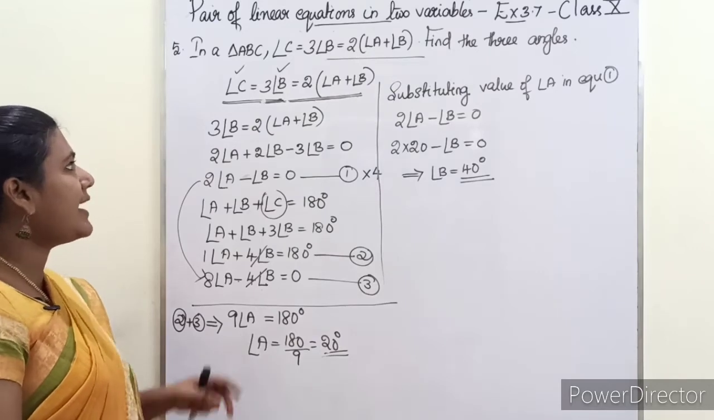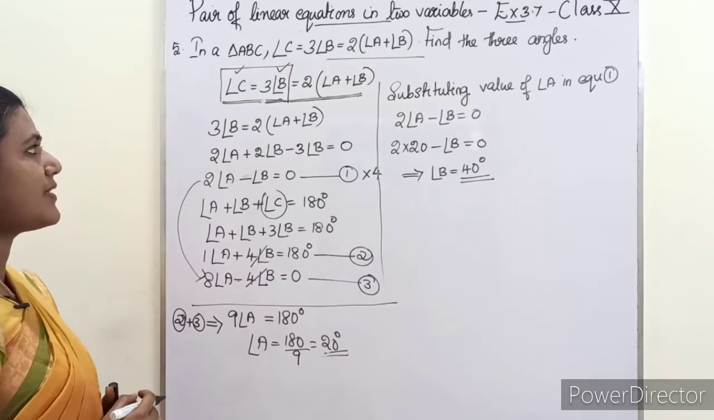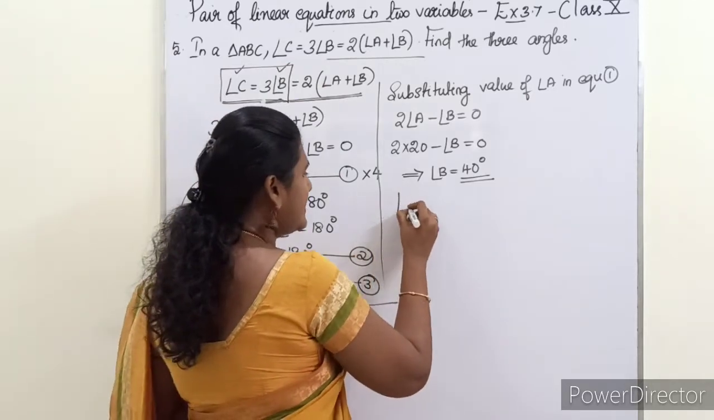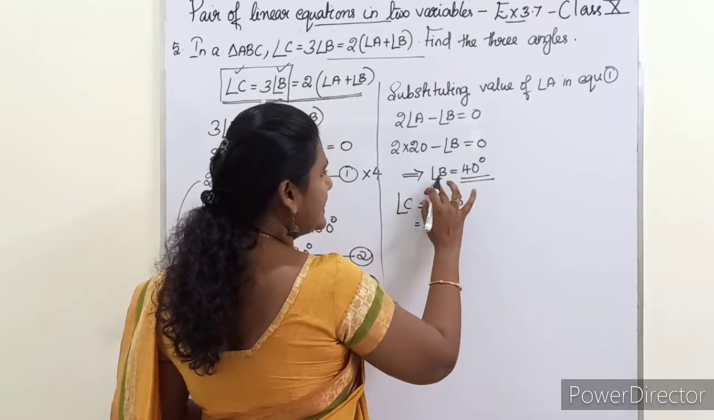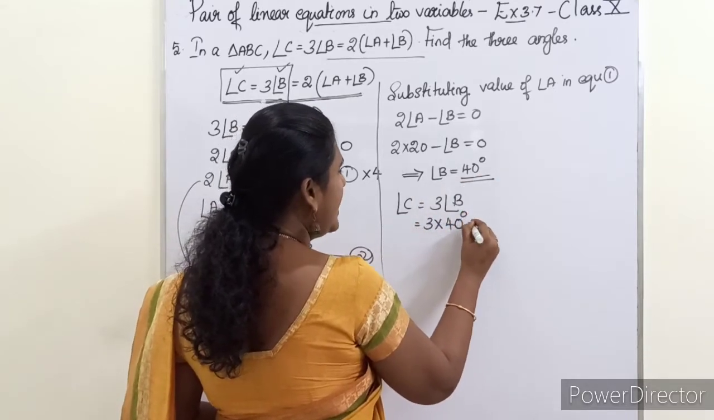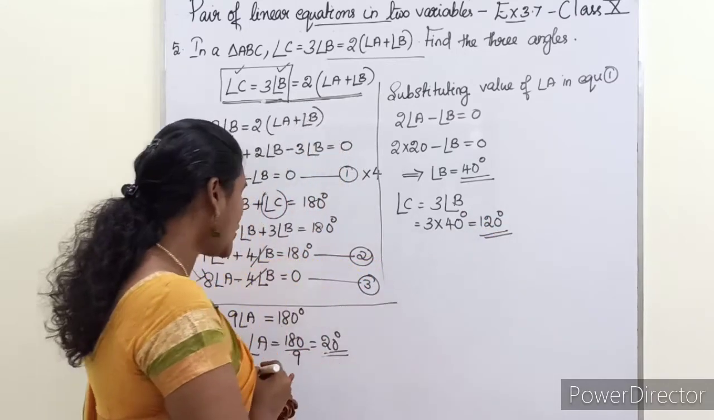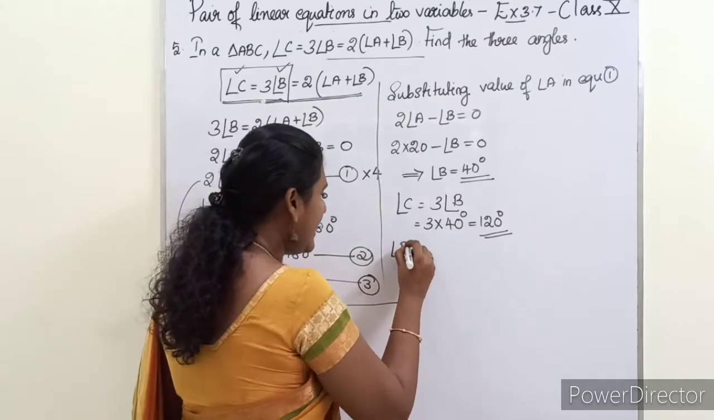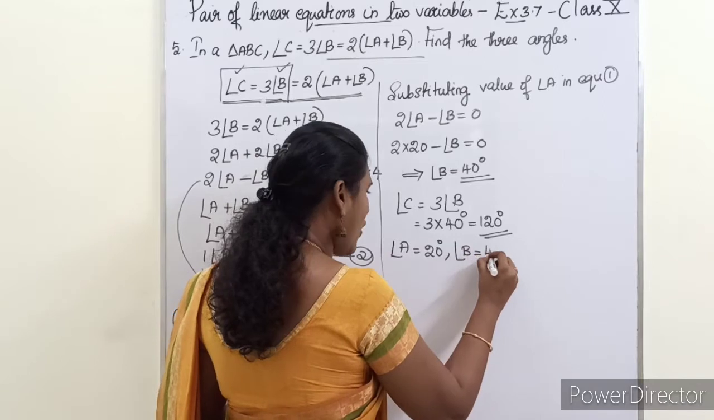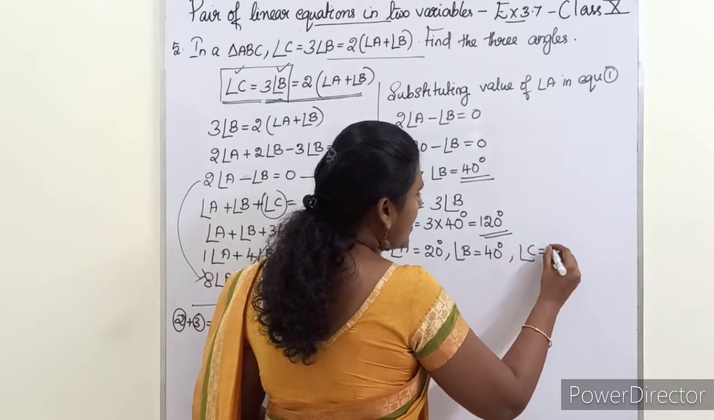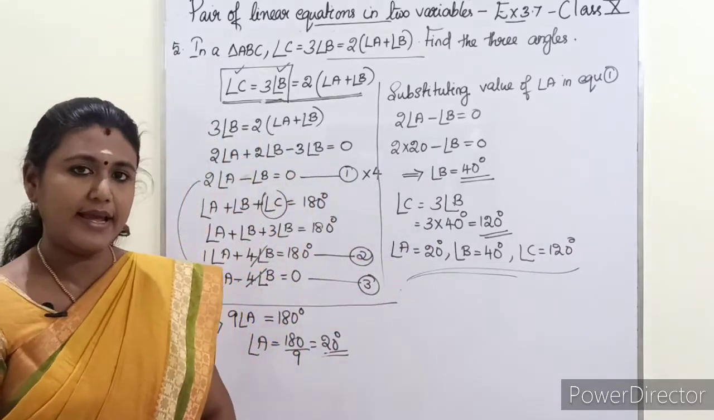Now we have to find angle C. So we will use this condition. What is angle C? From the given condition, angle C is equal to 3 times angle B. That is 3 into, what is angle B? We got 40 degrees. So 3 into 40 degree is equal to 120 degrees. So we got all the 3 angles of the triangle. Angle A is equal to 20 degree, angle B is equal to 40 degree, and angle C is equal to 120 degrees. So these are the angles of triangle ABC.